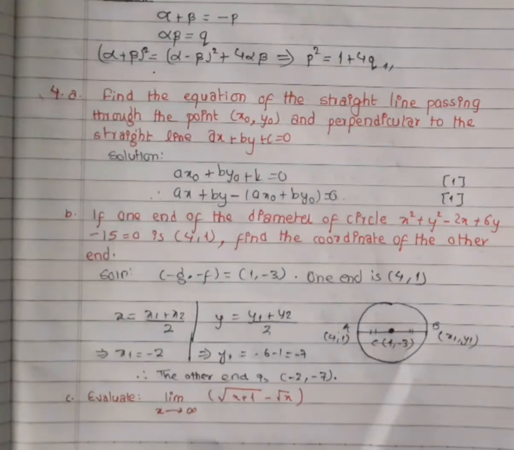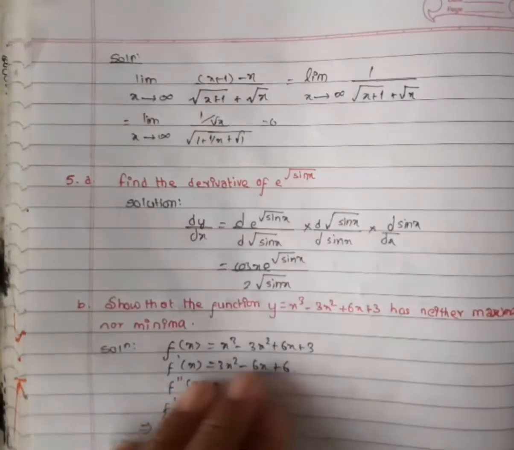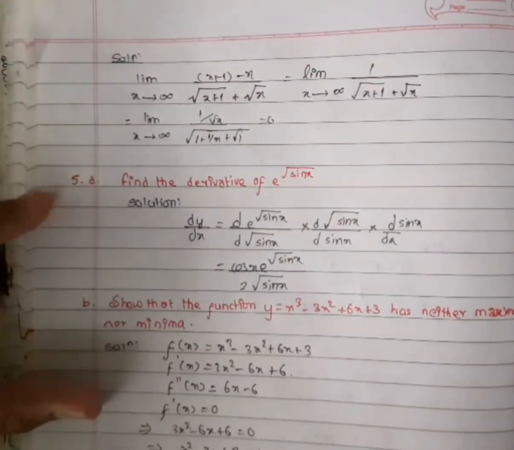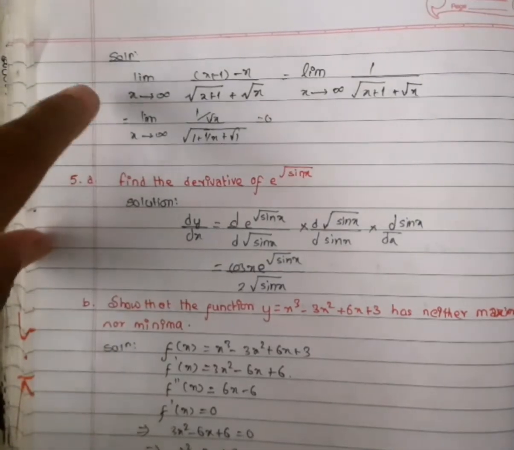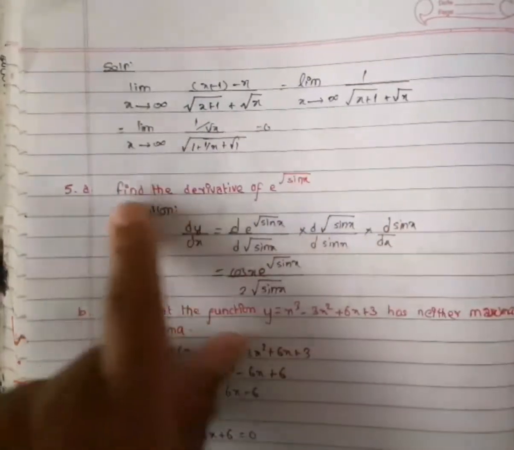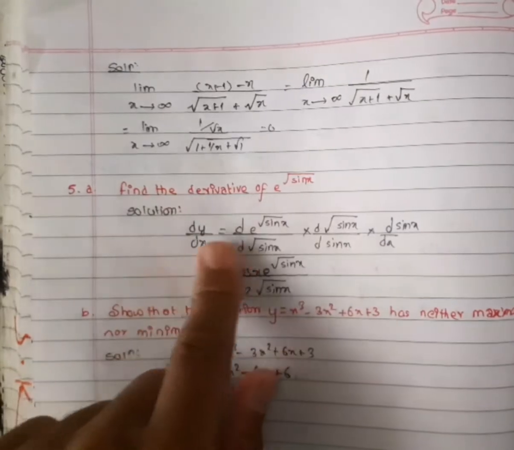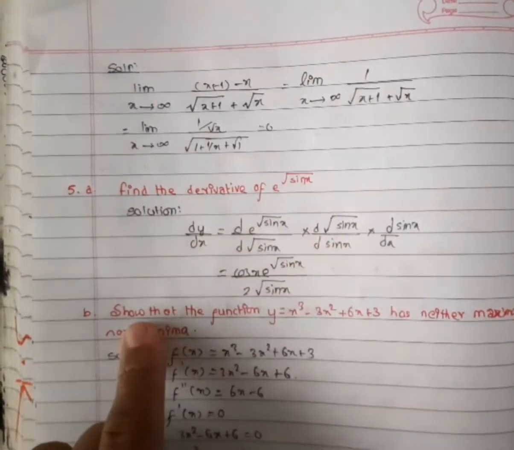Okay, so the solution of the previous question, question number 4c. The question of limit is given here. It's easy, you can see this way. Find the derivative of e root over sin x.